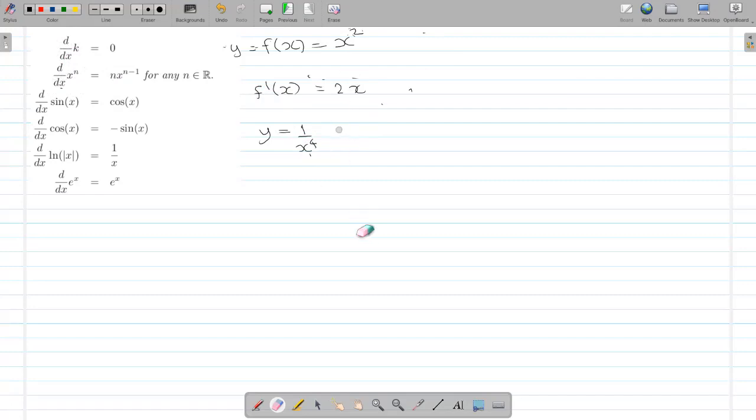So I am looking for dy by dx. I want to find the derivative here. So what I have to do first, I have to rearrange this to look like this one, and write it by taking this x to the numerator, x to the -4.